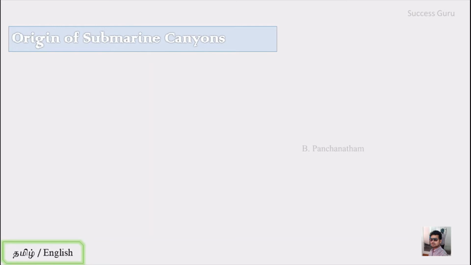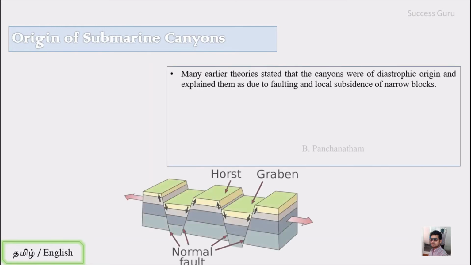Now we will see the origin of submarine canyon. Many earlier theories stated that the canyons were of diastrophic origin and explained them as due to the faulting and local subsidence of the narrow block.